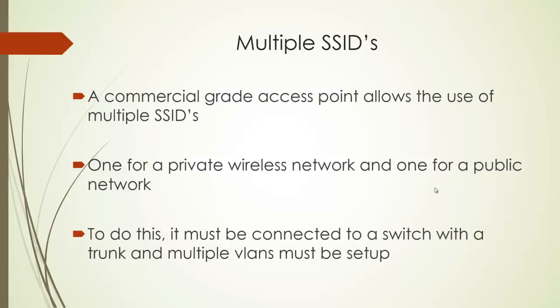All right, anytime you have multiple SSIDs, you need to have VLANs. Each SSID needs to have its own VLAN and be a part of its own network. So because of this, in order to have that, your access point has to connect to a switch, and the connection has to be through a trunk. So a trunk link is required from the access point in order to do multiple SSIDs, because obviously you've got to carry traffic from multiple VLANs.